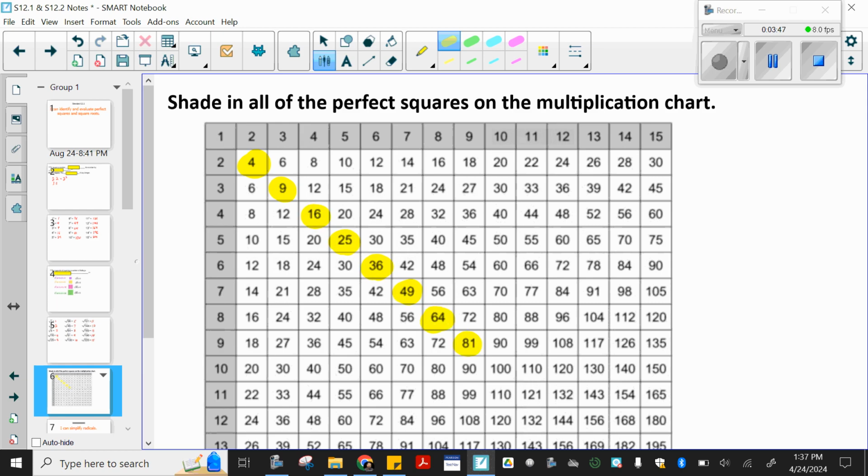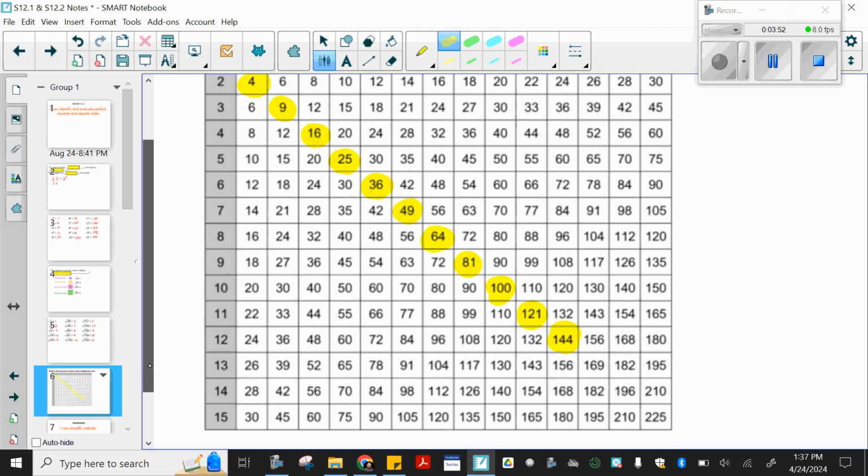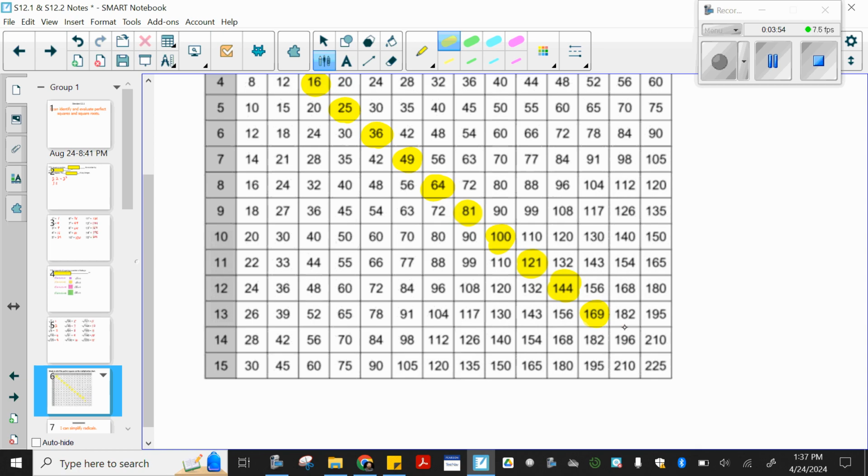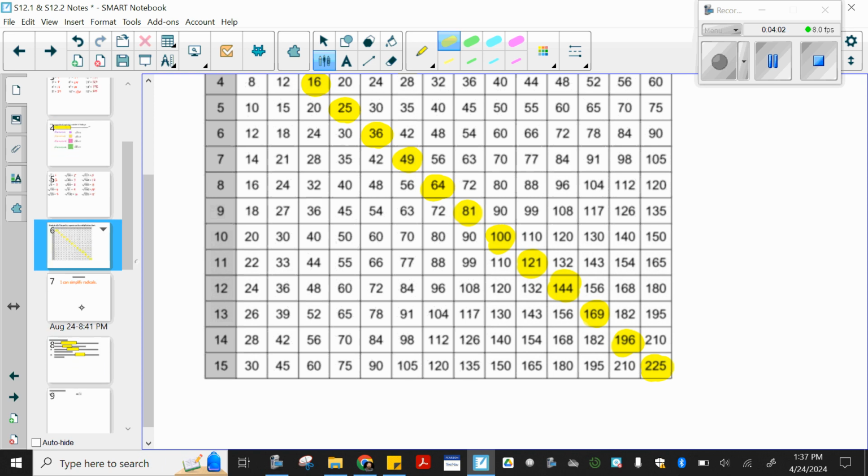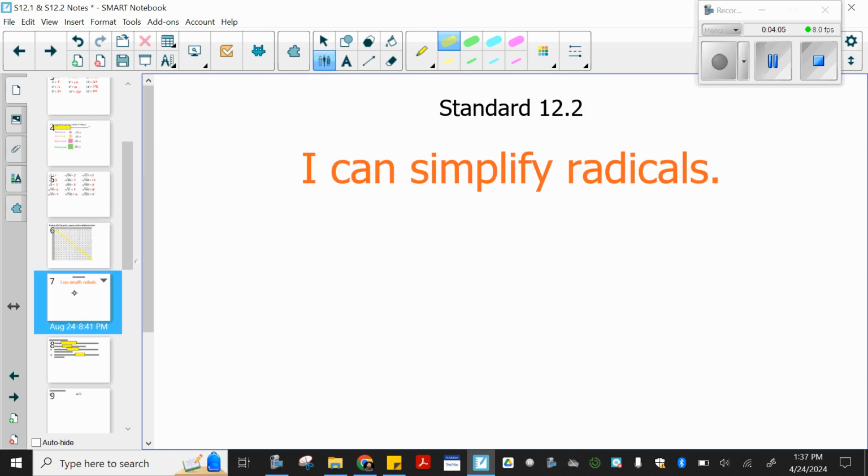So the diagonal on a multiplication chart is all of your perfect squares. There's all the ones we just talked about. So that's helpful too, to be able to look at that and know those are perfect squares. That's just a quick run through that. Let's move to the next one, 12.2, I can simplify radicals.